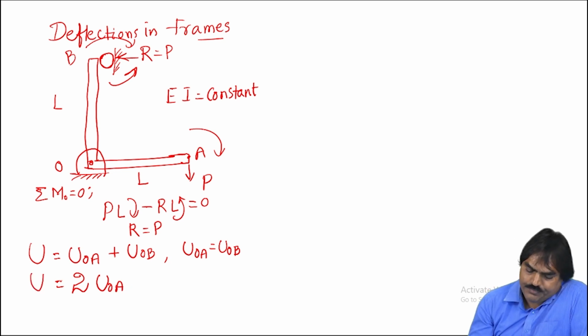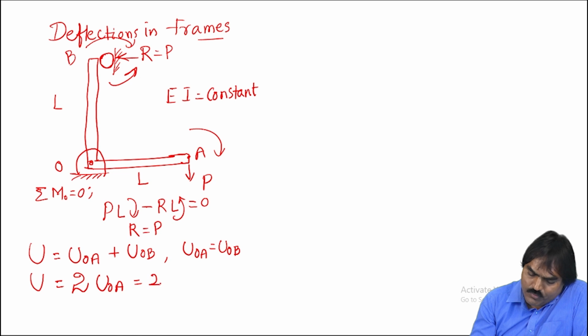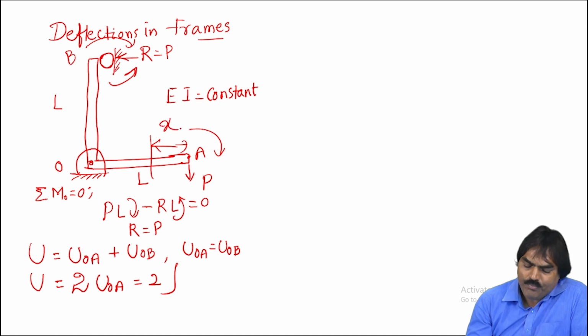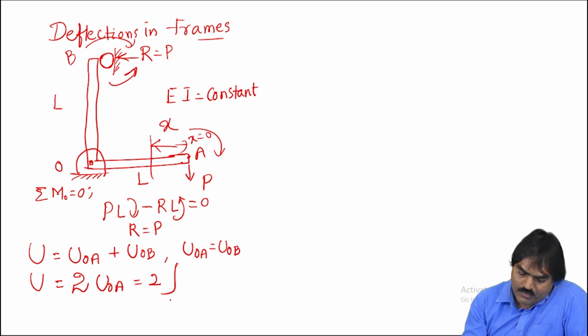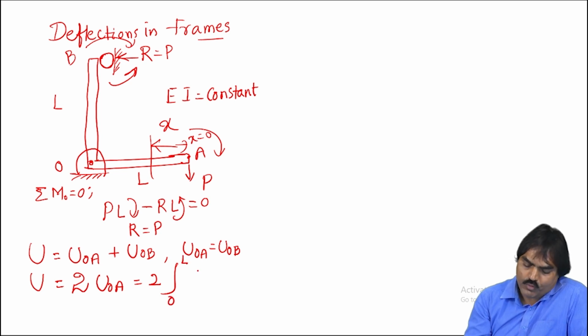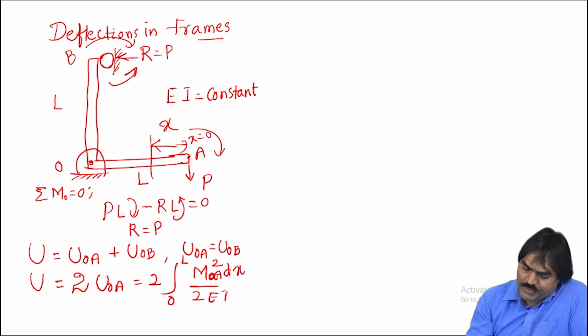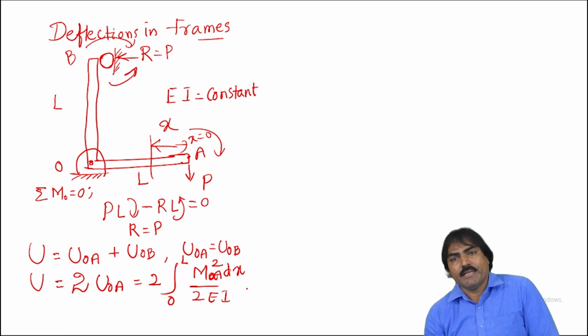This is the energy that is given by 2 times. What is energy? Suppose we take a section here at a distance equal to x, where x is equal to 0 here, and x is equal to L up to the O point. The limit of integration becomes 0 to L. The moment MOA whole square dx by 2EI. This is the total energy stored.